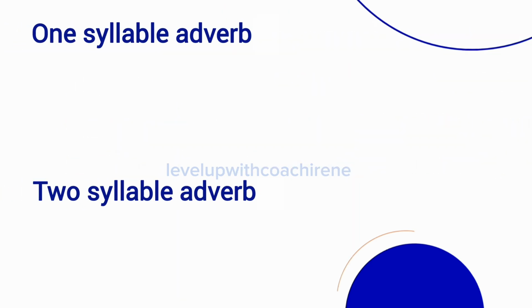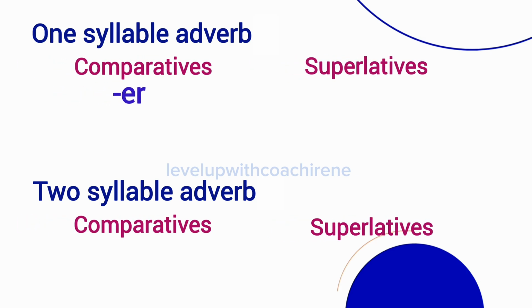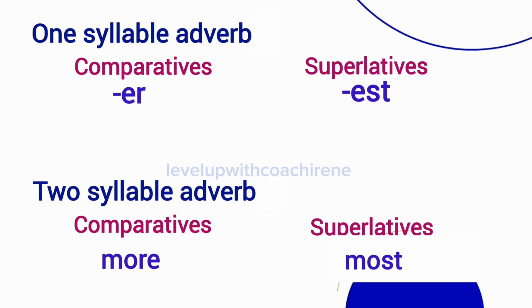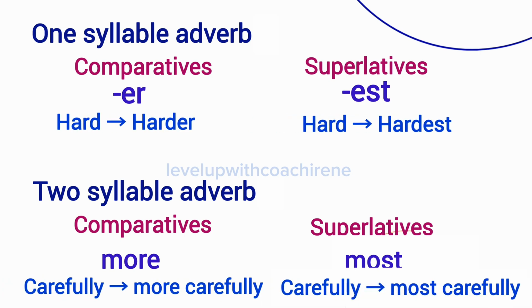Note: one-syllable adverbs typically form the comparative by adding er and the superlative by adding est, whilst two-syllable or three-syllable adverbs form their comparative or superlative by using more or most. Let's look at these examples. For one-syllable adverbs, we have hard, harder, hardest. Whilst for two-syllable adverbs, we have carefully, more carefully, most carefully. This is where students make mistakes when it comes to adding er, est, more, or most.